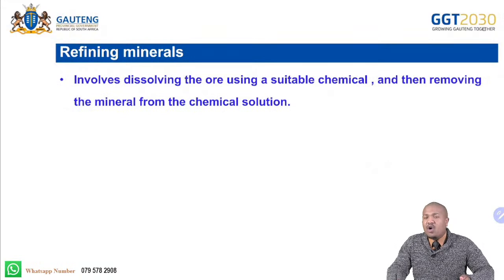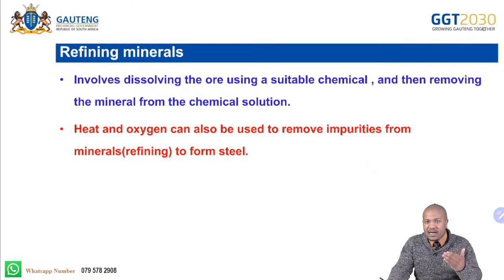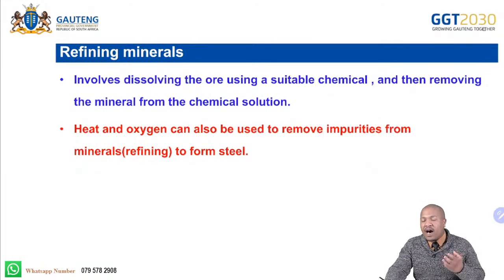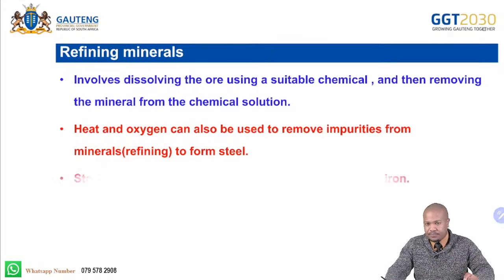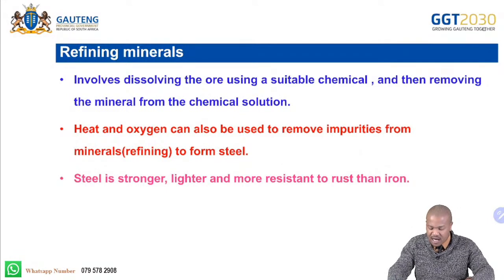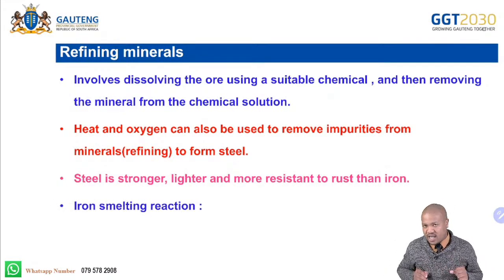Right. So it also involves dissolving the ore using a suitable chemical and then removing the mineral from the chemical solution. Then we have the mineral as we want it. So heat and oxygen can also be used to remove the impurities from the minerals, or to refine the minerals into steel. Usually steel is stronger and lighter and more resistant to rust than iron. So I want us to look at the iron smelting reaction.